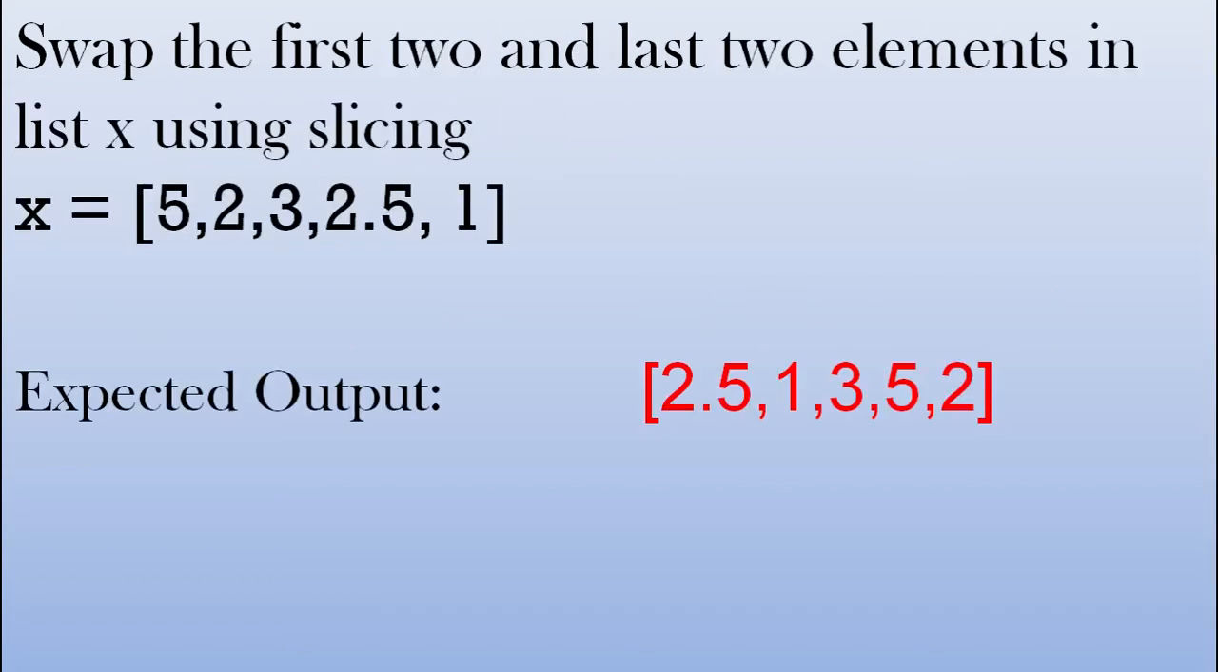Finally, we're going to use some slicing. Swap the first two and the last two elements in the list. Remember, we want you to use slicing for this. So it's not straightforward, so you might have to do this in a couple of stages. So have a think about that. Okay, well, I hope you managed to do them yourselves. Let's go through the answers.